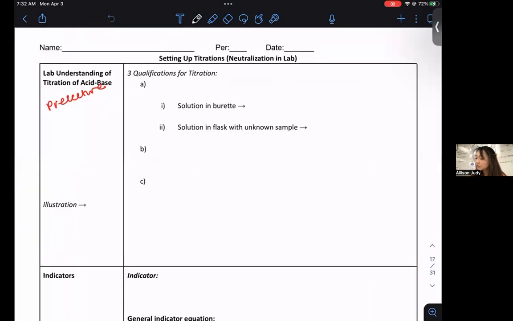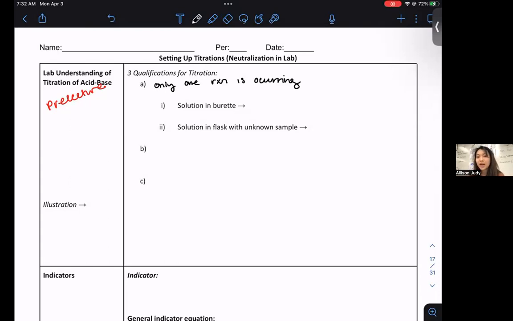So one thing to consider with the qualifications for titration is that, one, you definitely only want to have one reaction occurring between the two solutions you mix. The idea is that you aren't having side reactions that could create a confusing result.